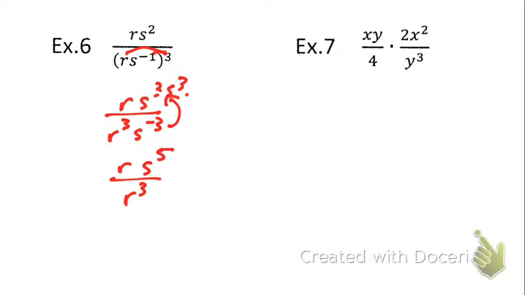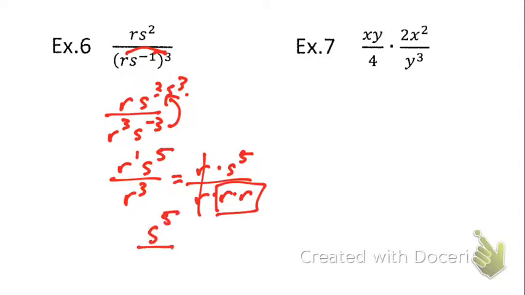Now, this is where things get a little rough. That's r to the first, and that's r to the third. So technically, this is what we have. R, and then s to the 5th, over r times r times r. So those go away. R divided by r is 1. So what I'm left with is 1, 2 r's down here. So your answer is s to the 5th power over r squared.